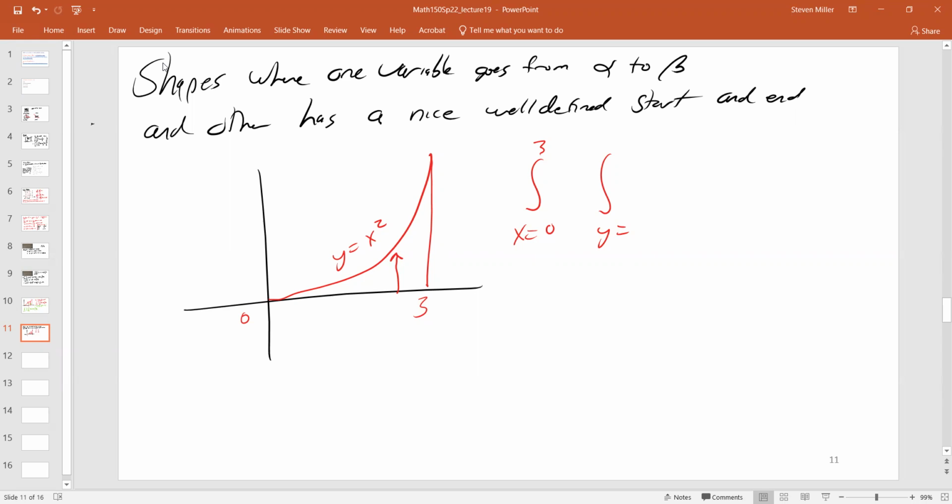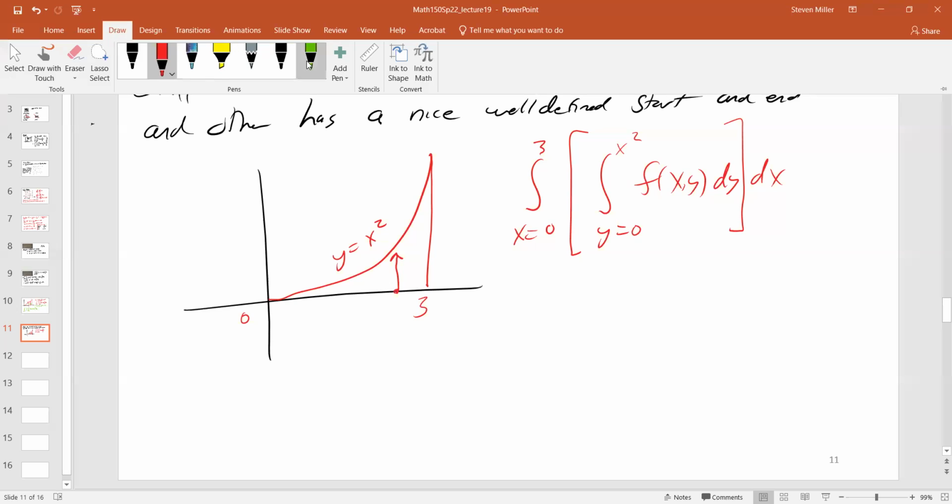Well, let's look at the picture. Where does y start? Y starts at what value? 0. And y goes all the way up until we hit the curve. The curve is y equals x squared. So when we hit the curve, what's the value of y? Well, we're starting at x, not at 3. It would be x squared. So y would go from 0 to x squared. And we would have f of xy dy dx. So does everyone see that if I was trying to integrate under the parabola, if I fix x, this is what I would have.